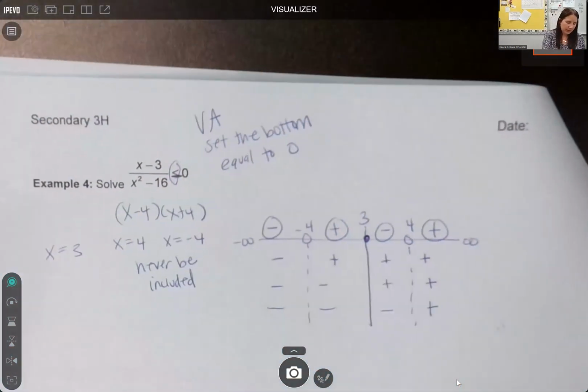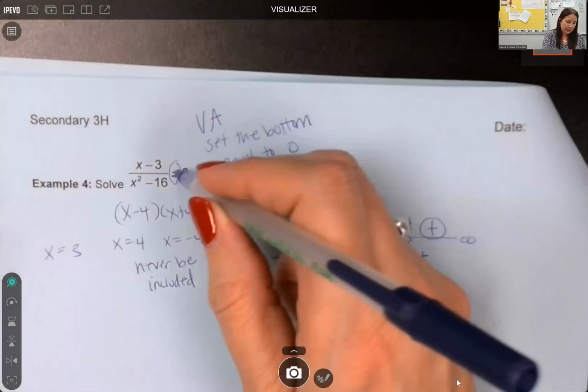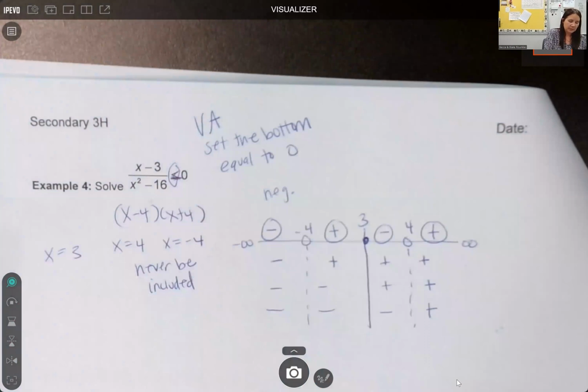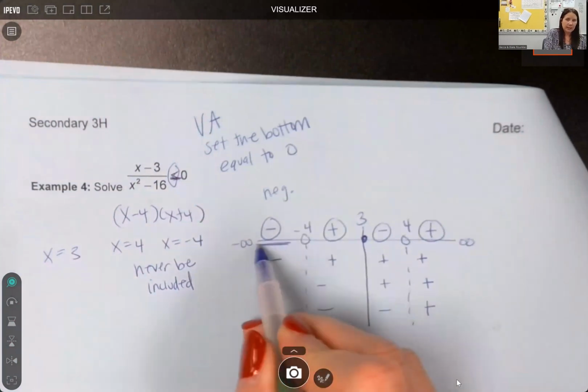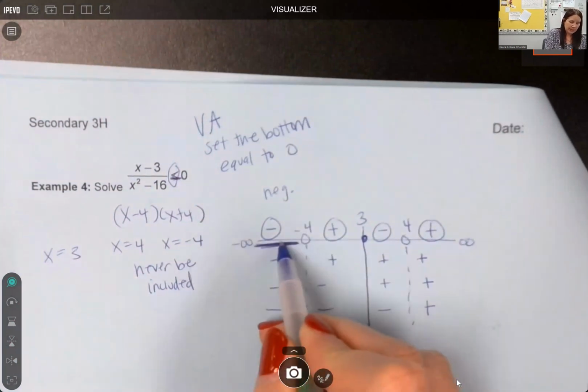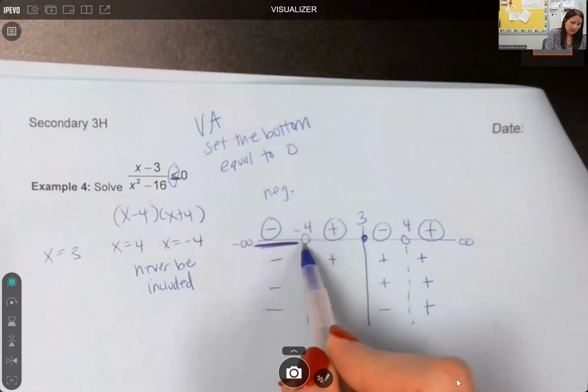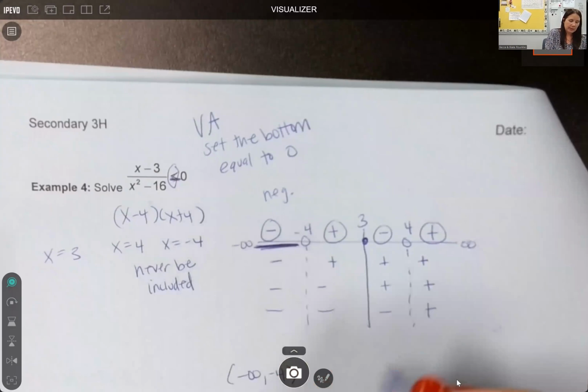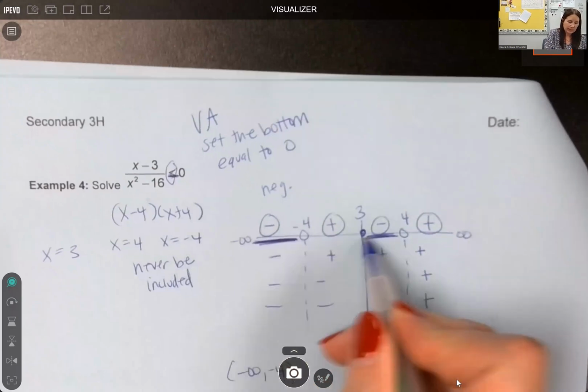These ones want to know less than, so I'm looking at negatives. So my negatives are from here to here. So negative infinity to negative 4. This is a parenthesis. And then my other negative is here to here. This is a bracket.